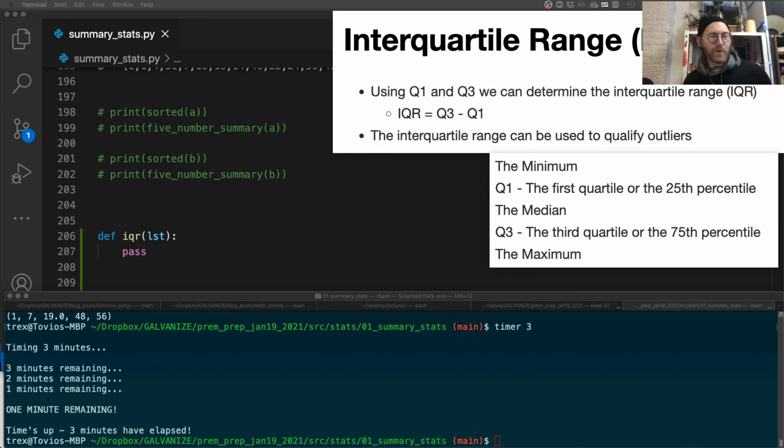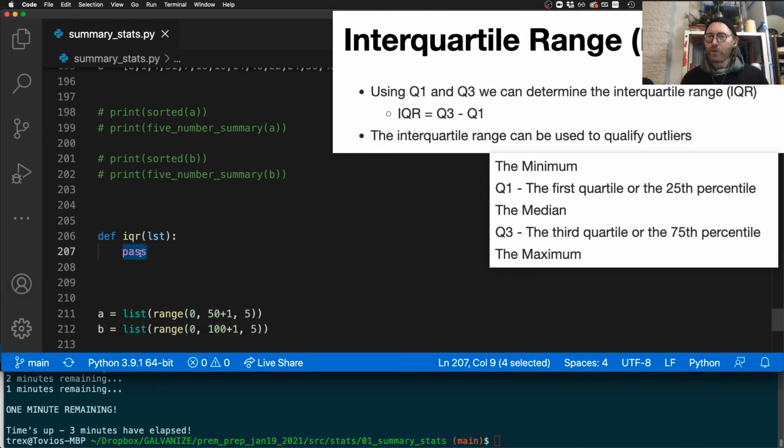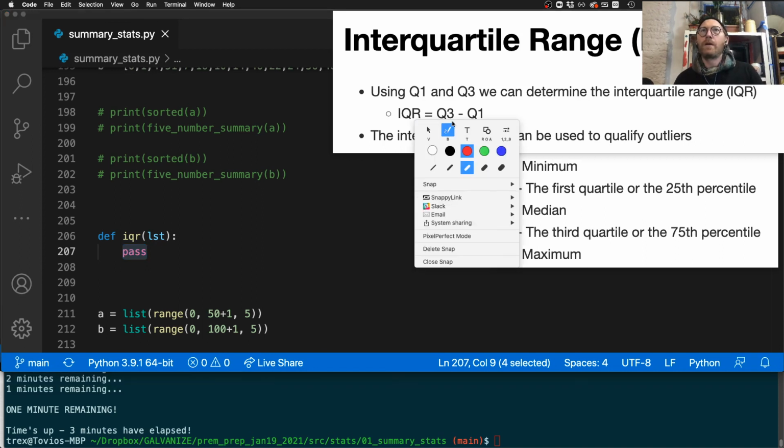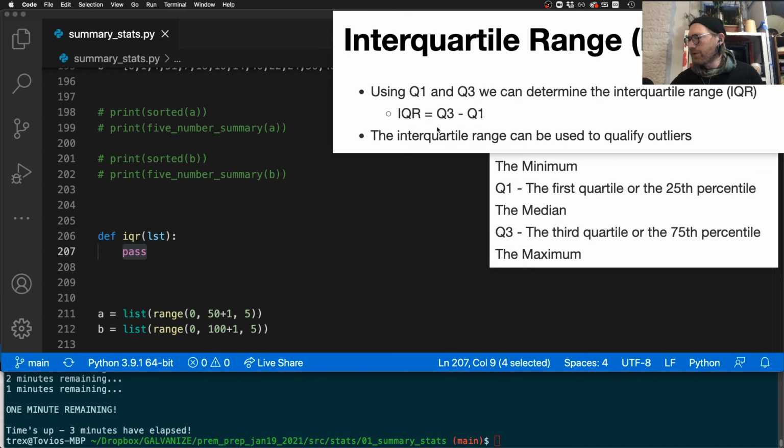All right, so this is deceptively simple. And let me just show you how this goes. So we need Q1 and Q3 to determine the IQR. Where do we get Q1 and Q3 from? Well, we just conveniently wrote a function that gets us Q1 and Q3. So we can just use that, and that's what I'm going to do.